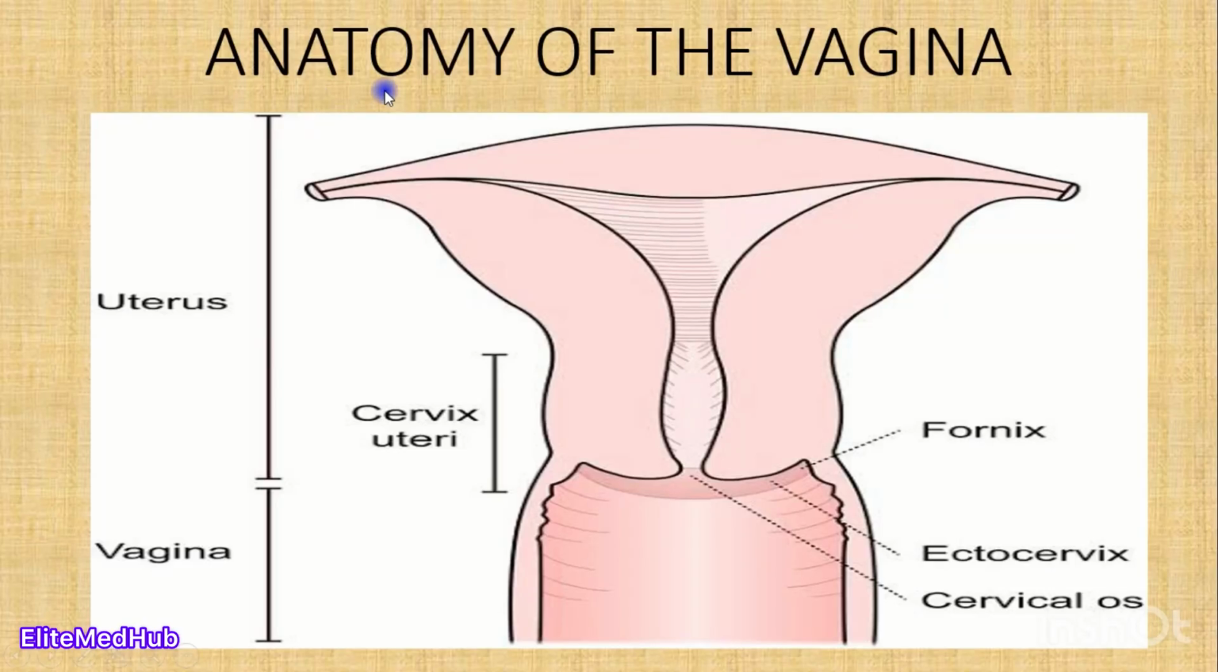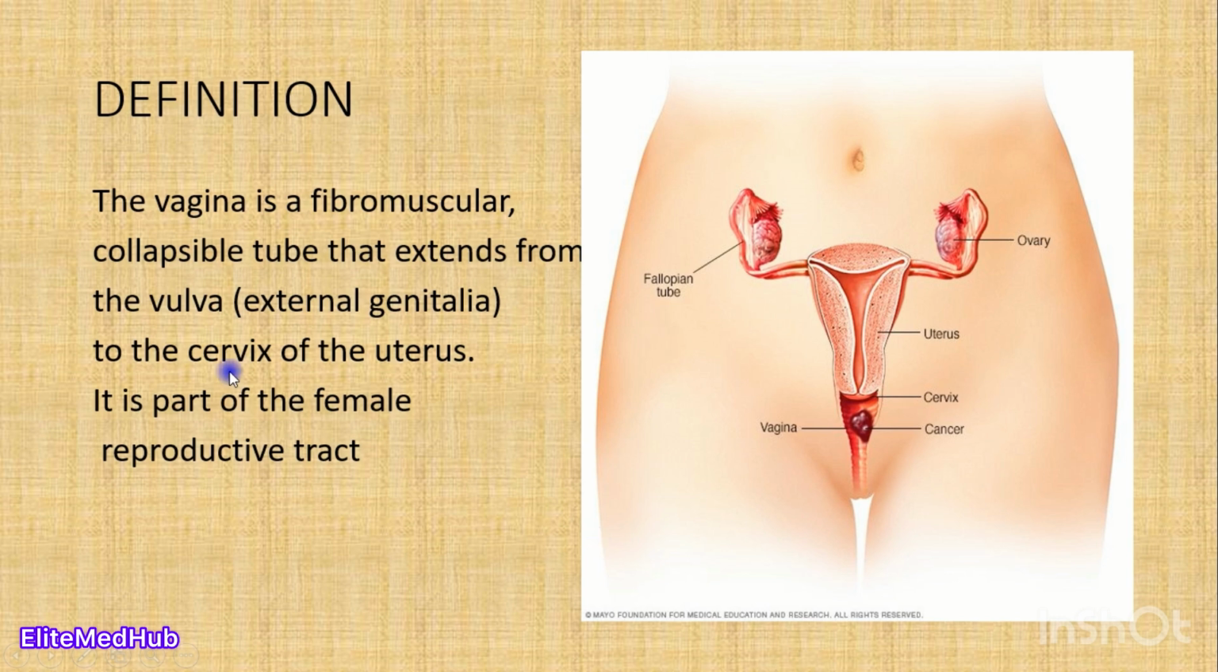Guys, let's briefly look at the anatomy of the vagina. The vagina is a fibromuscular collapsible tube that extends from the vulva, that's the external genitalia, to the cervix of the uterus. It is part of the female reproductive tract.